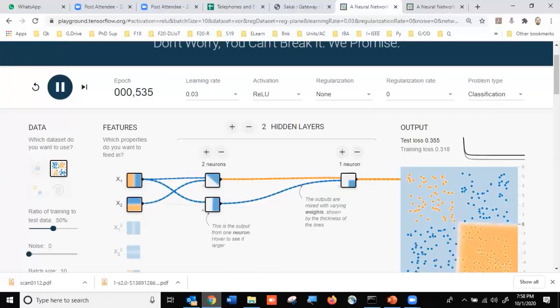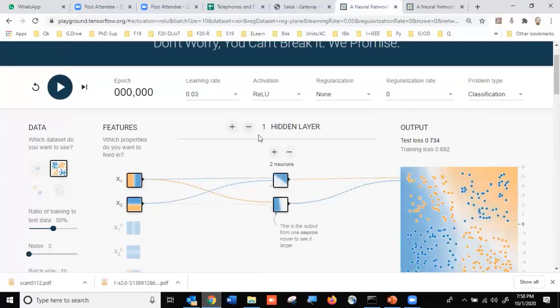Should we add more layers, or should we add more neurons in the first layer? Let's do this. Let's reduce the number of hidden layers, go back to one, and see if within one hidden layer we can add more neurons. Do you think it can solve the problem? Any guesses? How many people think that adding more neurons with a single hidden layer will solve this problem? Nobody thinks so.